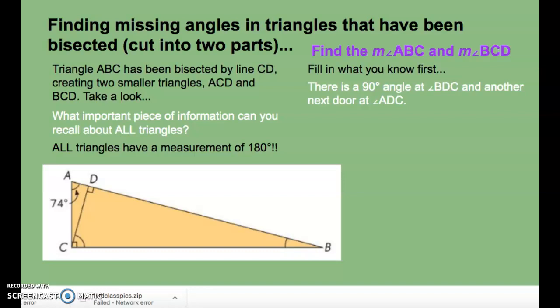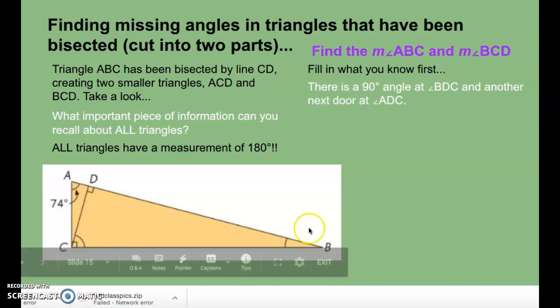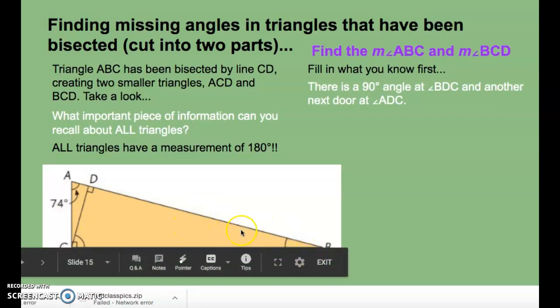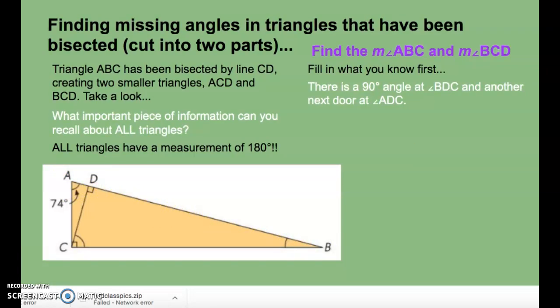Well, that's funny because I don't see that angle at ADC. I see the one at BDC marked right here, but I don't see the one marked right here at ADC. Well, let's recall some prior knowledge. This line right here, AB, is a straight line. And do you remember what the measurement of a straight line is?